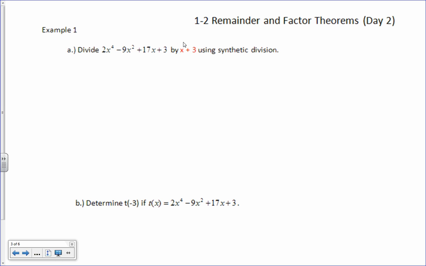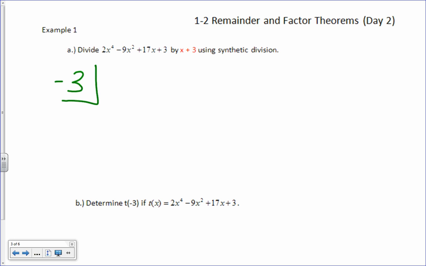Does anybody remember the general setup for synthetic? Like, how do you start it? Anybody remember? Okay. I was told to put a -3 kind of in that little box off to the side like that. That's just to set it aside. Now, how do you decide what number you put in there? How is that decided, technically?